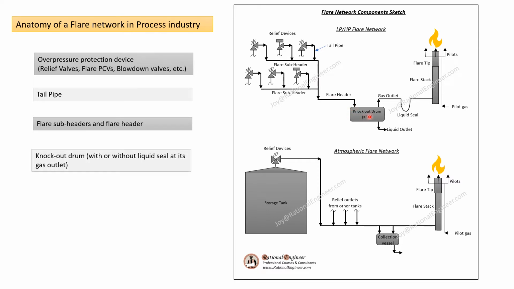The knockout drum would separate out any liquids which may be at the inlet of the relief device or due to condensation in the flare network, and the gas or vapor phase would go out from the gas outlet line of the knockout drum, which goes to a flare stack and then to the flare tip, where it is combusted before release to the atmosphere due to any emergency venting requirement.